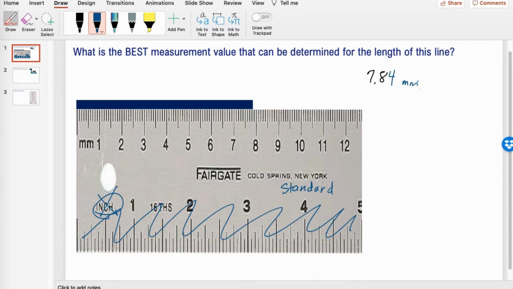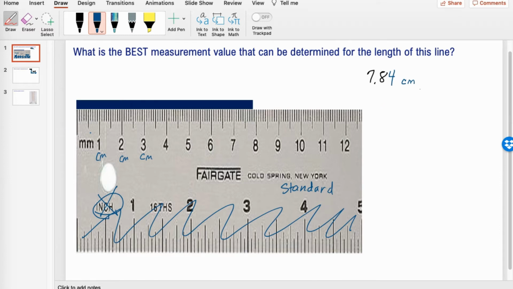or 7.8 millimeters, that is still wrong because a millimeter is each of these one lines here. So there are 10 millimeters in 1 centimeter. So this is 1 centimeter, this is 2 centimeters, this is 3 centimeters, and so on and so on. And so what we now know is that the best answer for this is 7.84 centimeters.